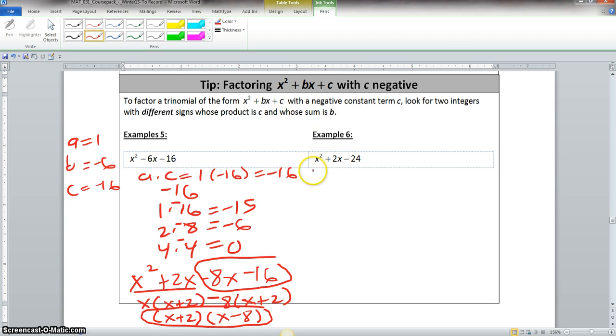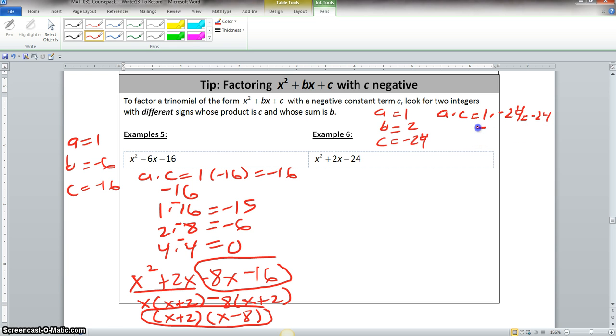Okay, now we go to example 6. We list our A, B, and C. I'm going to list it up here to provide more room. A is 1, B is 2, and C is negative 24. Okay, so now we would take our A times C, which is 1 times a negative 24, which we know is a negative 24.